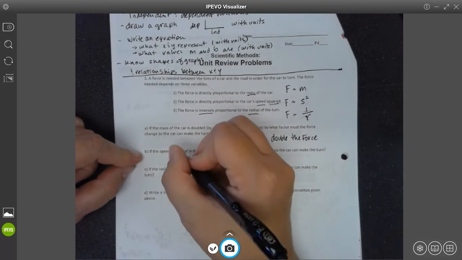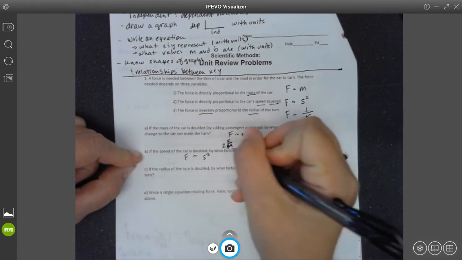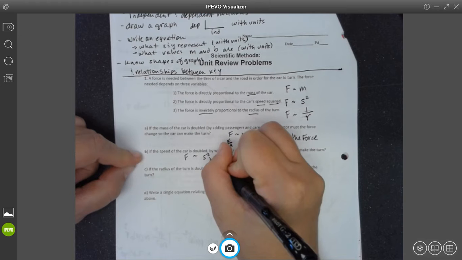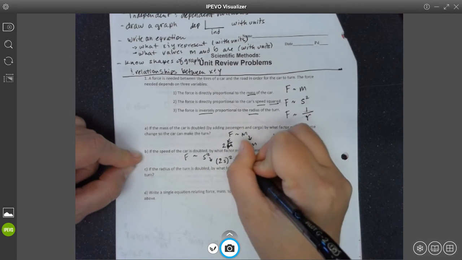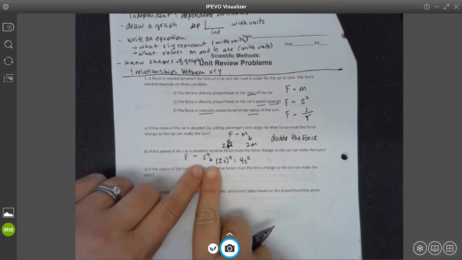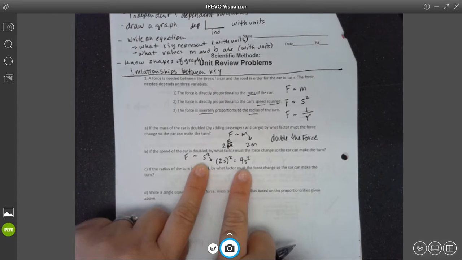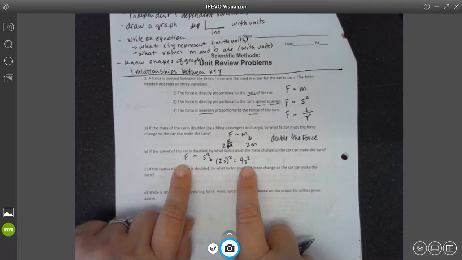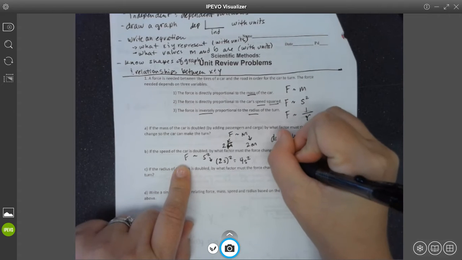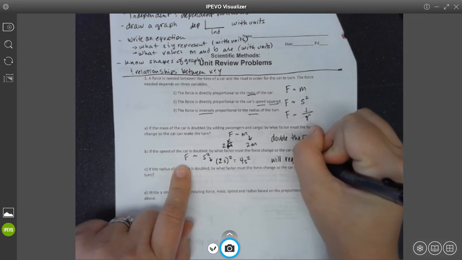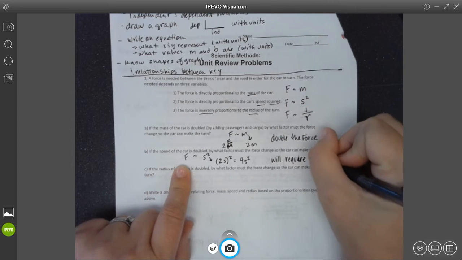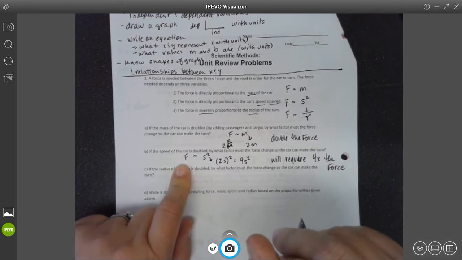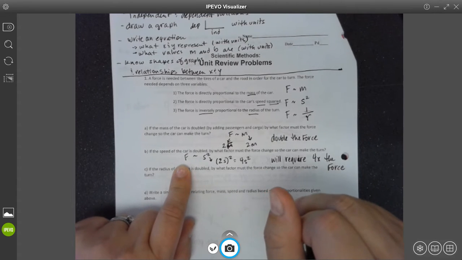Okay. If the speed of the car is doubled, by what factor must the force change so the car can make the turn? So we said that the force was proportional to speed squared. So if we double the speed, what's going to end up happening is that we've got 2 times s, squared, which is 4s squared, right? So if we go from s squared to 4s squared, that means we're going to need 4 times as much force for this to balance. How are you guys doing on these so far? Okay?